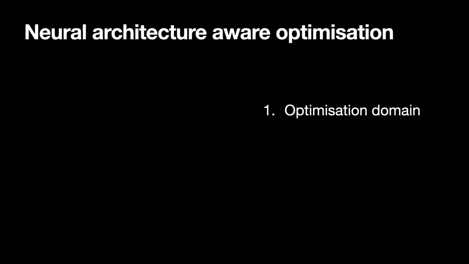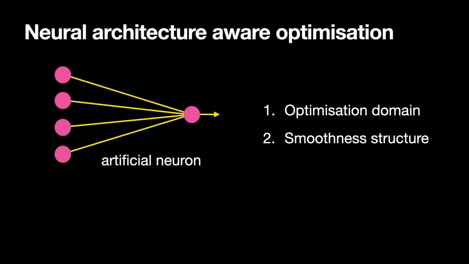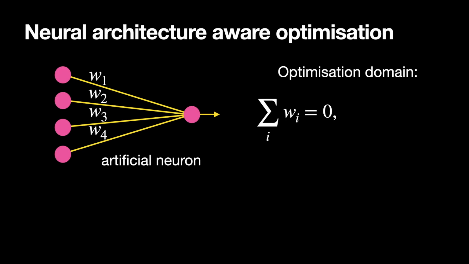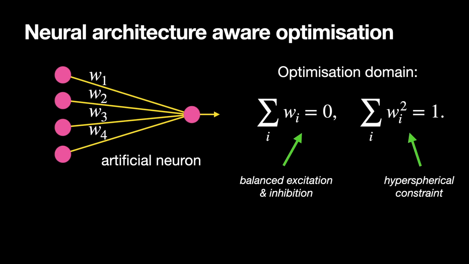We account for both the optimization domain and the smoothness structure of the artificial neuron. For optimization domain, we take inspiration from homeostasis in neuroscience and normalization schemes used in machine learning, and apply two constraints to the neuron. The first is referred to as balanced excitation and inhibition, and the second is a hyperspherical constraint. If a neuron satisfies both these constraints, we say that the neuron is balanced.